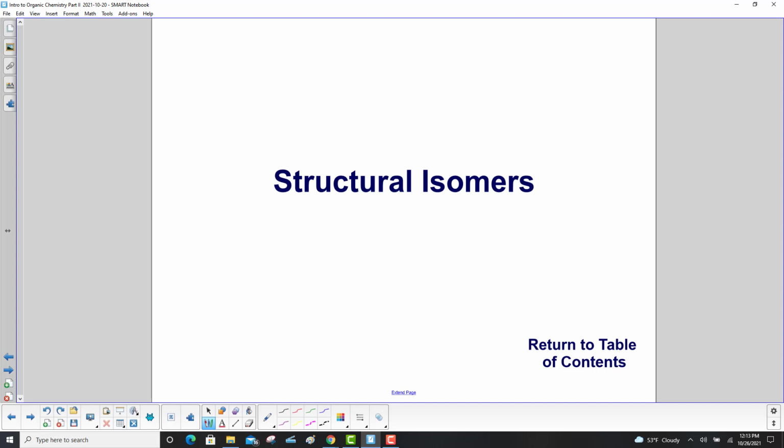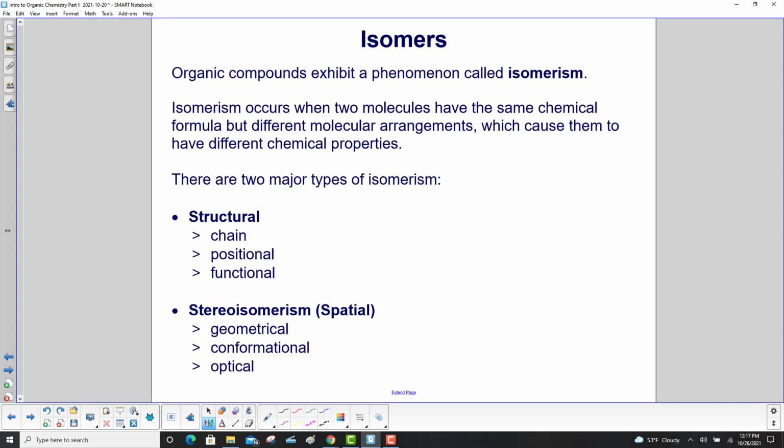Structural isomers. Organic compounds exhibit a phenomenon called isomerism. Isomerism occurs when two molecules have the same chemical formula but different molecular arrangements. That causes them to have different chemical properties. There are two major types of isomerism.